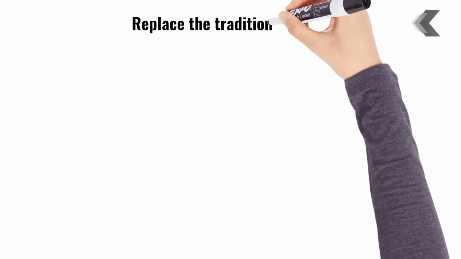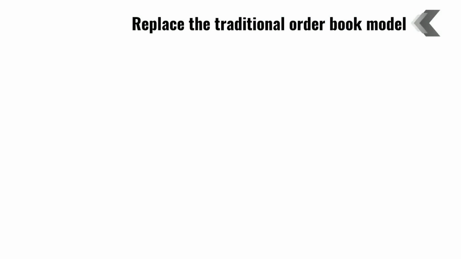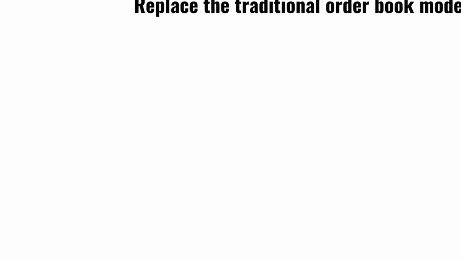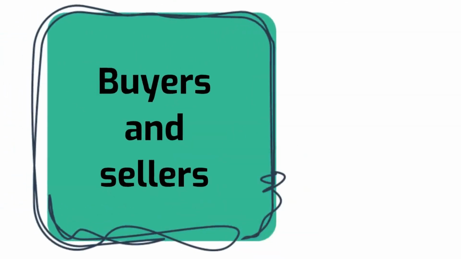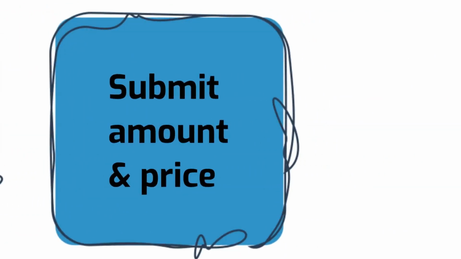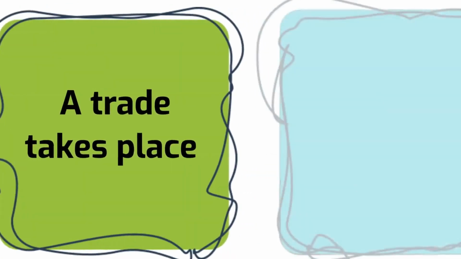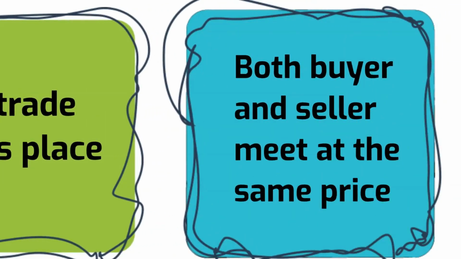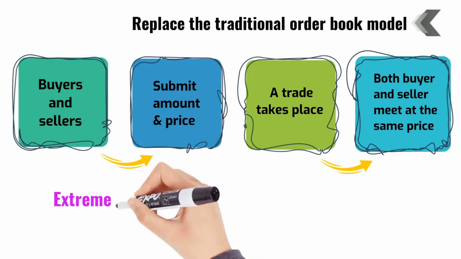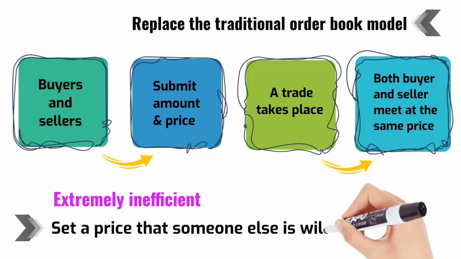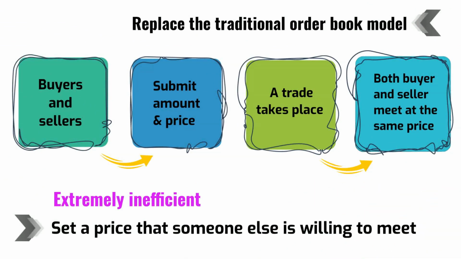Liquidity pools replace the traditional order book model used by centralized crypto exchanges. In the order book model, the buyers and sellers submit their orders for the amount of stock and the price they want to buy. A trade takes place when both buyer and seller meet at the same price. This is extremely inefficient since you must set a price that someone else is willing to meet, meaning you might be forced to set a lower price or wait for a long time for someone to meet your desired price.